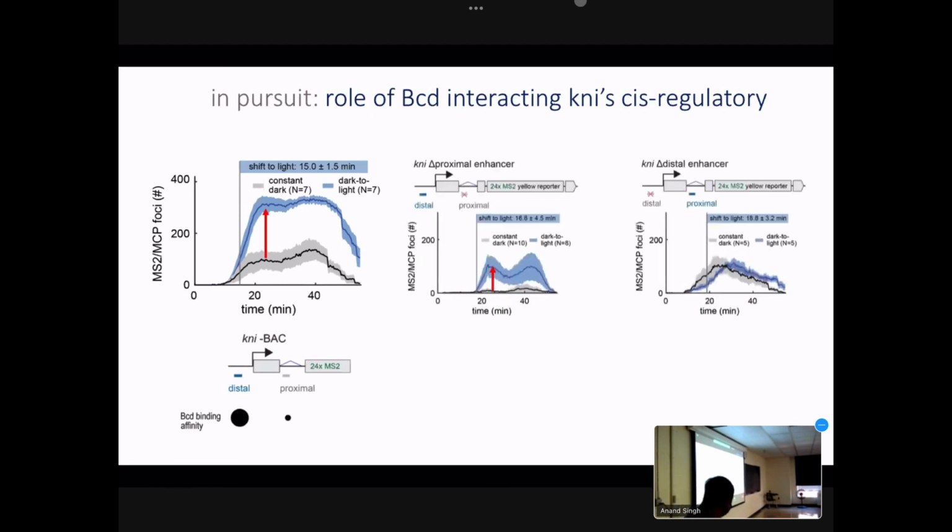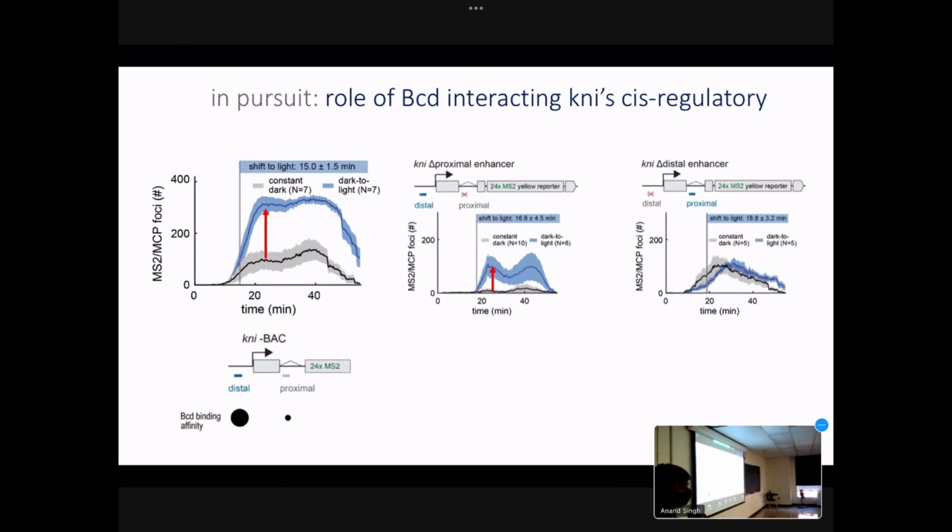So as you can see, as we remove the proximal enhancer and keep only distal, the behavior is very similar to the whole intact case when you have both of these enhancers, but not in the other case, where there is some temporal shift, but the amplitude roughly remains the same. So now we know which particular enhancer is driving this change.